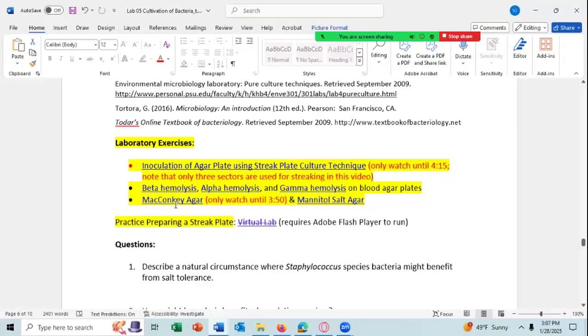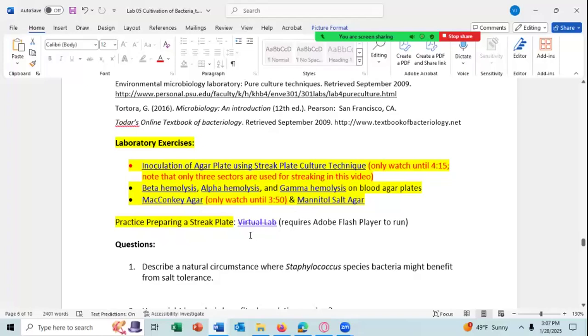We have a little video on beta hemolysis, so watch that. A little video, very short, on alpha hemolysis, watch that. And a little video on gamma hemolysis, watch that. And then we have a little video discussing MacConkey's agar. So watch that. You only need to watch it to 3 minutes and 50 seconds of the video. And then we have a little video discussing mannitol salt agar. So watch that video.